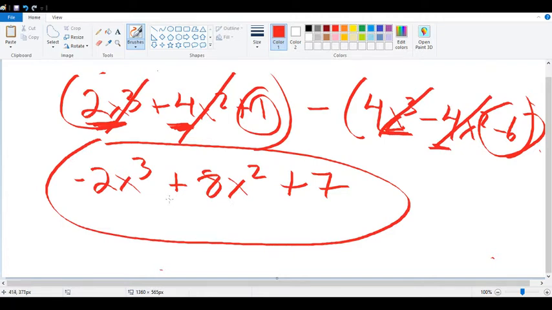Notice it's written in standard form, 3, 2, and so on. By the way, if you don't see a variable next to the constant, it's because it's a 0, and anything to the 0 power is 1 times 7 is still 7. Nothing has changed here.